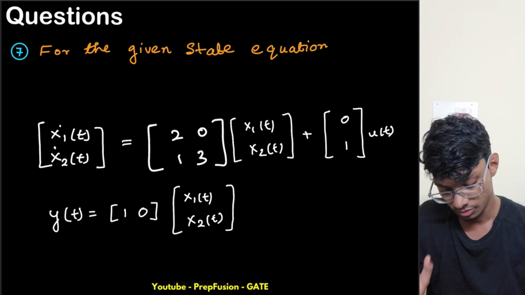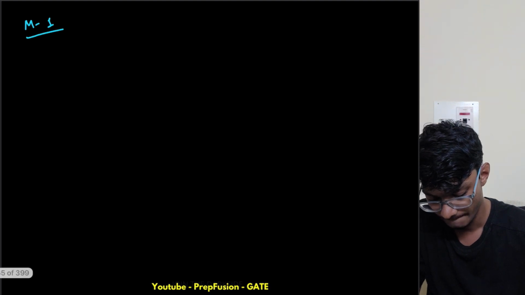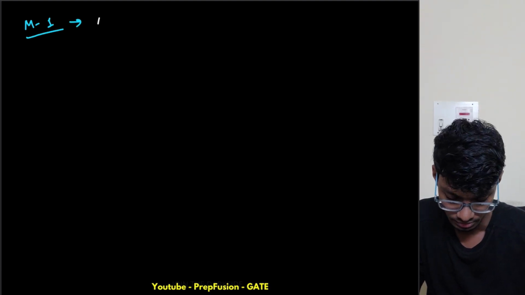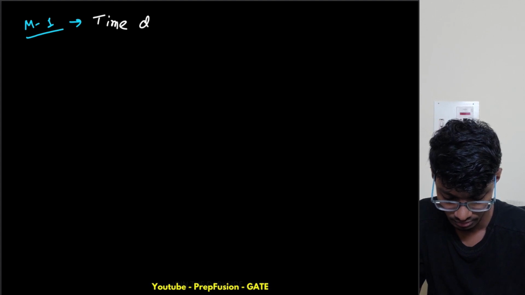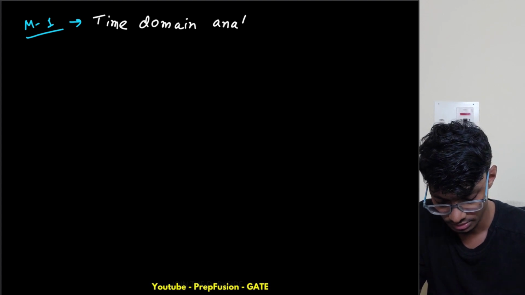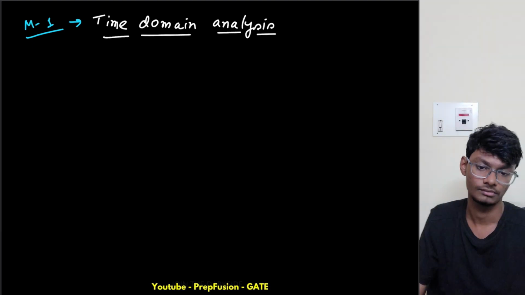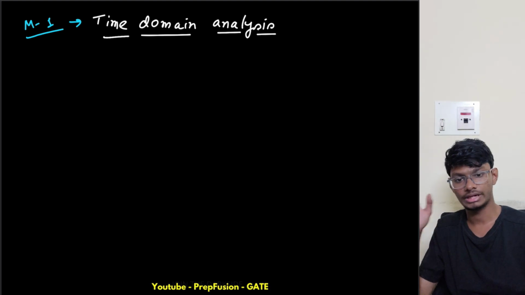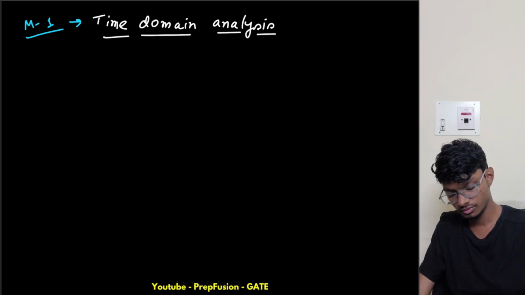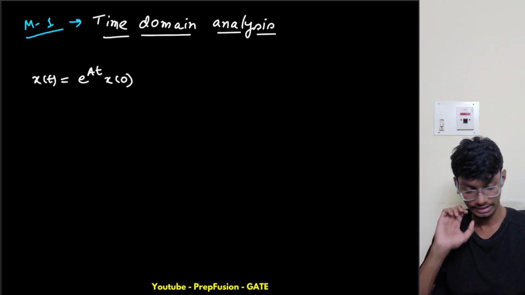So what will be my first method? It will be time domain analysis. For time domain analysis, what do we know? We know my state variable x of t equals e raised to power At times x of 0.